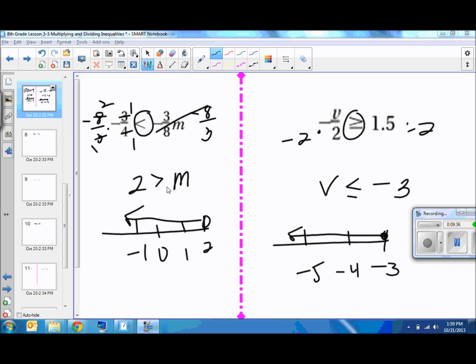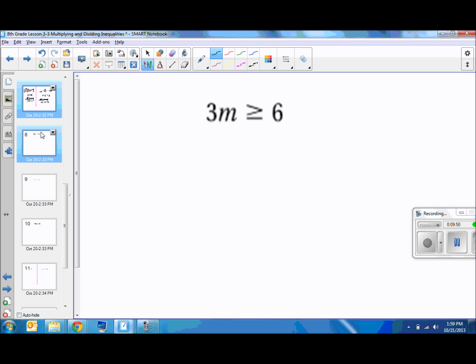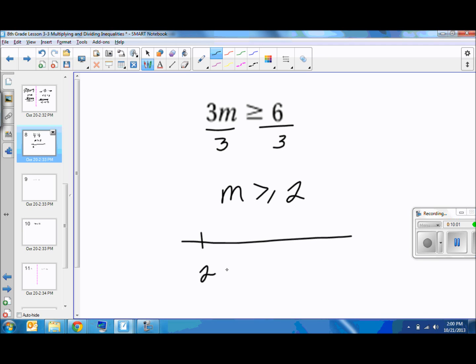So you should have gotten m is less than 2, because again you multiply by the reciprocal. It's a negative, so I flip the sign. And then same thing, I'm multiplying by a negative 2, so I flip the sign, and b is less than negative 3. It's the same thing when you divide. Opposite of multiplying is dividing. I divided both sides by a positive, so it just stays how it is. 2, 3, 4, 5, closed circle.